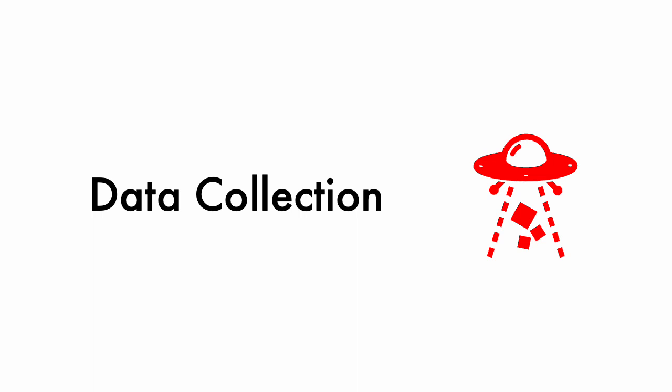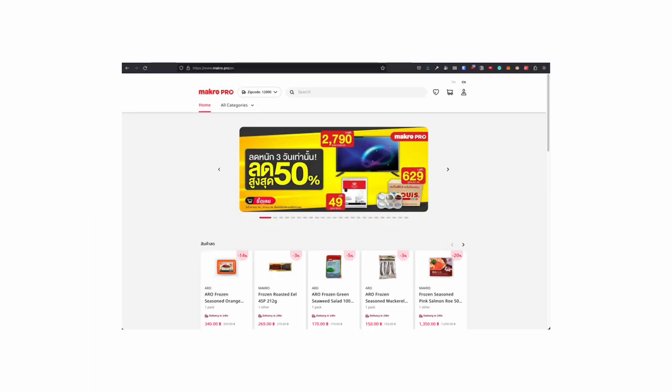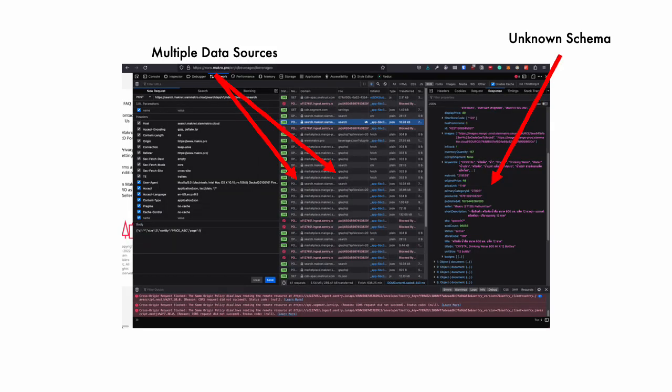Now, let's look at how the data was collected. This is Makro's new website for e-commerce called Makro Pro. In order to display products to the end user, it fetches data from its backend via API calls. To be precise, these API calls can be investigated by looking into the Network tab, by investigating the requests that are made alongside their respective responses.